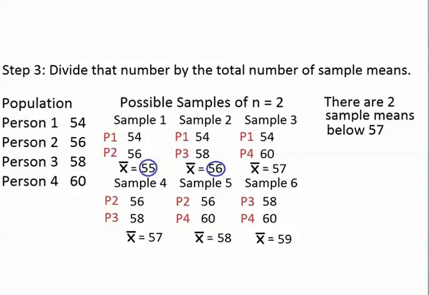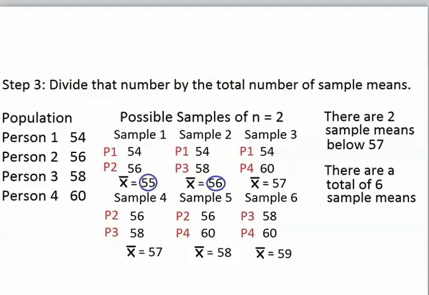In step 3, we just divide the number of sample means that are below 57, which is 2, by the total number of sample means, which is 6. Two divided by 6 equals 0.3. So the probability of us randomly selecting a sample of 2 people from this population and getting a sample mean below 57 is 0.3. That's because 2 out of 6 possible samples of 2 people would give us a sample mean below 57.